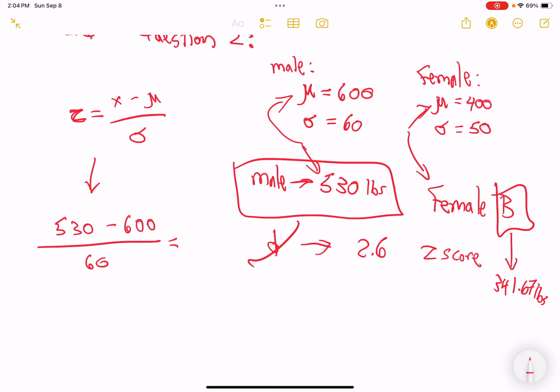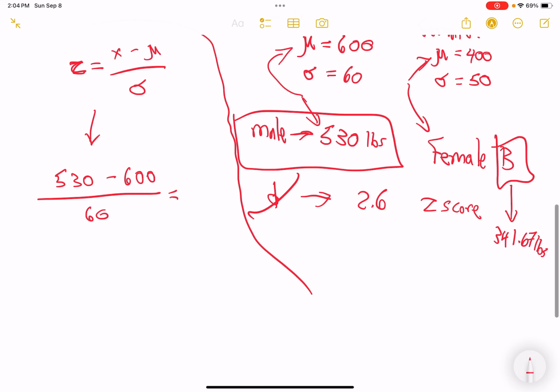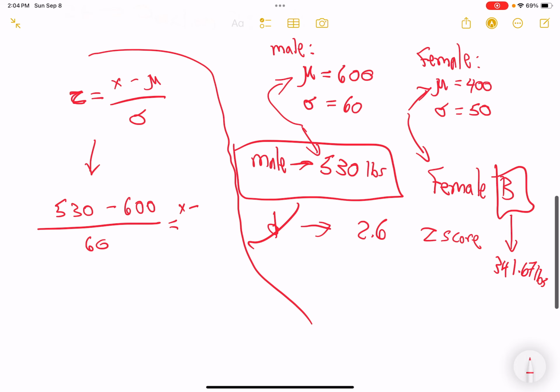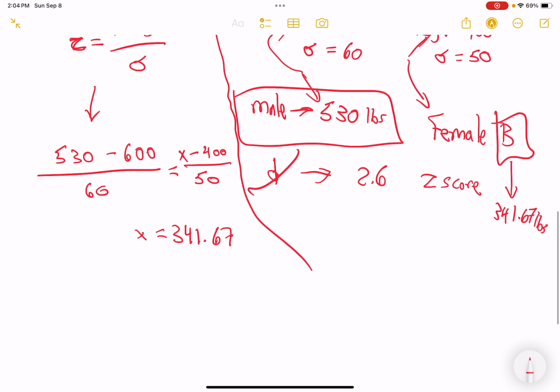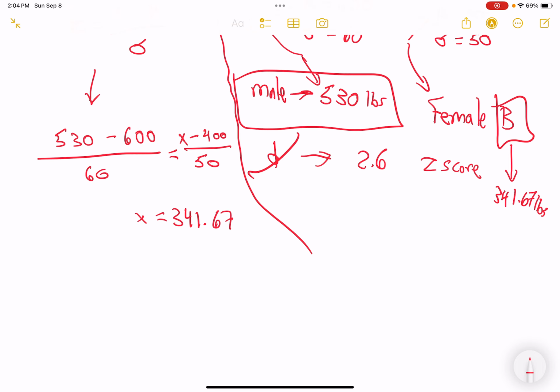Then I would set up the females the same way, and actually make some room so you can see where I'm doing it. I would do the female data point, which is what I'm looking for, x, minus the female mean, which is 400, divided by the female standard deviation, which is 50. If you cut through all that math and solve for x here, x does indeed come out to 341.67 pounds. Just remember, you have to cross multiply here. So you will end up with 60 times x minus 400 equals 50 times 530 minus 600.